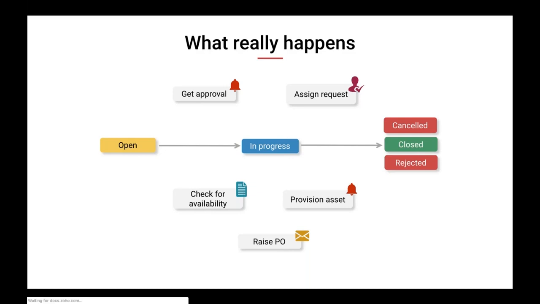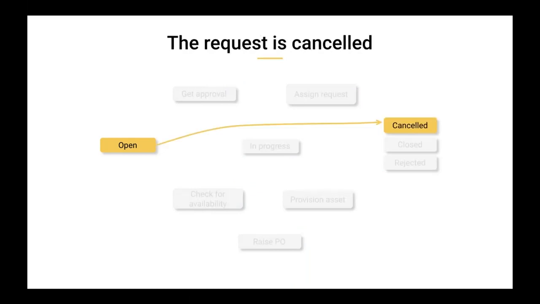So imagine the request is getting canceled. You have all these statuses where you need to get approved, assigned to technician, but when I'm going to cancel the request, it's going to be right from open status. It needs to go directly to cancel. So that's the path I wanted to take, and that's what I wanted my request to go through.